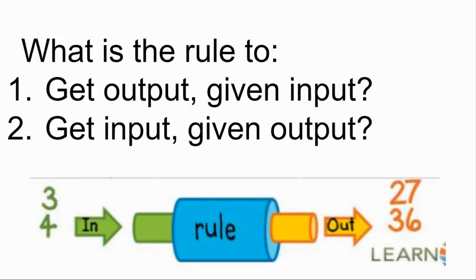Okay, so here's another one. What is the rule to get the output given the input and get the input given the output? So basically, I want you to write the rule again for this function machine, but write it so that it goes in the way of the arrow, and then otherwise do it the reverse way.